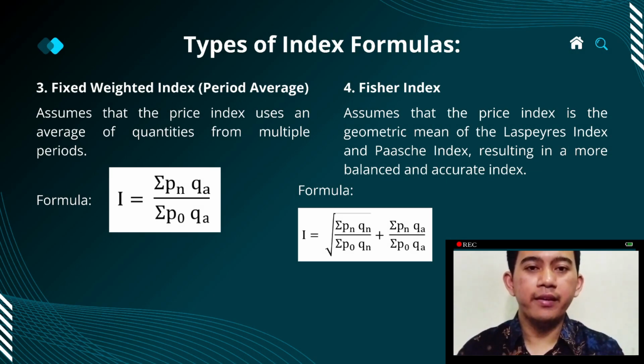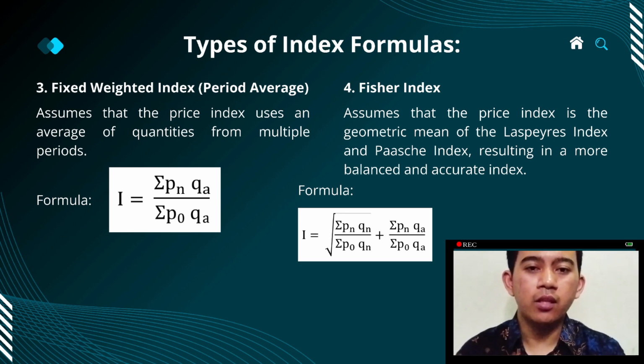Furthermore, there is also the weighted index method, which calculates the price index by using the average quantity of several periods. In this method, the current period price is multiplied by the average quantity and compared to the base period price, which is also multiplied by the average quantity. The formula used in the method can be seen on the screen in the PPT. This method provides more stability to changes in the index because fluctuations in quantity across multiple periods can be neutralized through the use of average quantity.